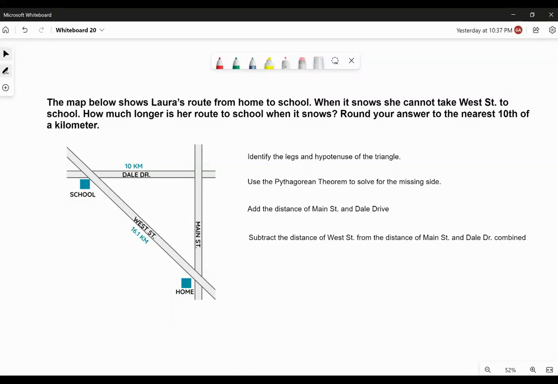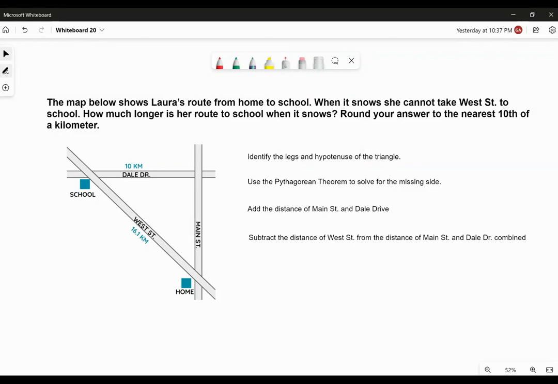So let's go ahead and take a look at the diagram that's given to us. We have home being at the intersection of West Street and Main Street, and school being at the intersection of West Street and Dale Drive. So when it snows, she's not allowed to take West Street, which means she must drive Main Street to Dale Drive in order to get to school.